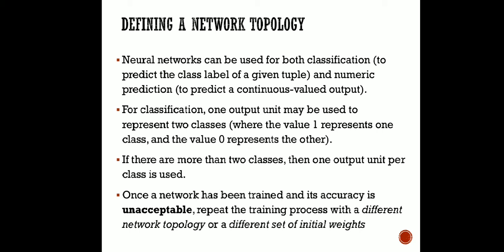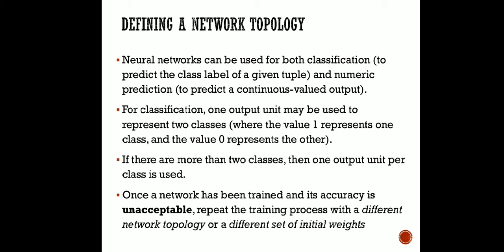And if there are more than two classes, then one output unit per class is used. Say there are two different choices, it may buy a computer or it may buy a video game. So for each output value, there should be one unit defined for each one of the decisions.